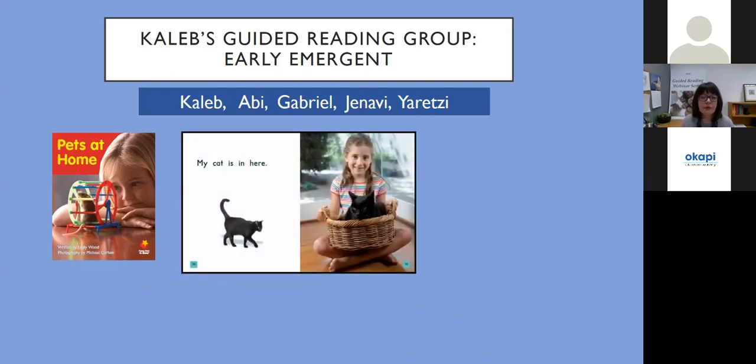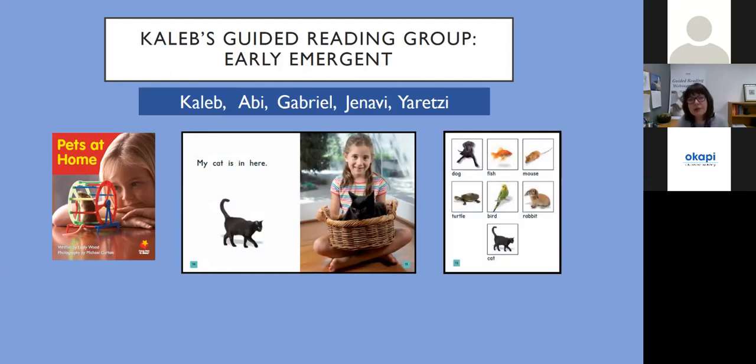So I wanted a book that had one line of text. I wanted books that had lots of picture support. I wanted books that used a pattern all the way through with lots of space between the lines of text. And I wanted that last page because that's going to give me a chance, again, to check in and see whether or not they really are understanding that one-to-one match as they get to that last page, which is a nice summary of all the different animals that are found in the book. So this worked for us really well.